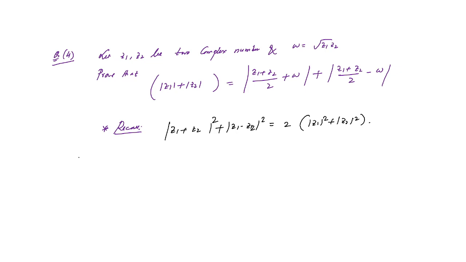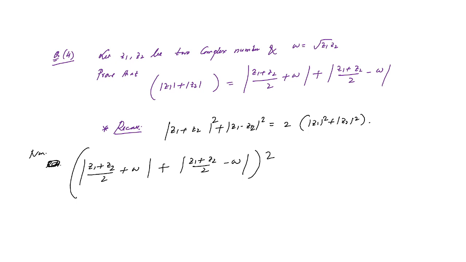So now we can start. We start from the right side expression, and we take the whole square term, taking the advantage in calculation, nothing else. So |(z1+z2)/2 + w| plus |(z1+z2)/2 - w|, that whole square. This is like (a + b) whole square.